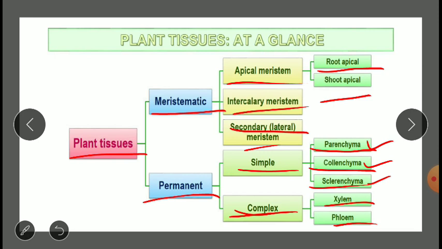Whereas the phloem tissue is made up of three living tissues and one dead tissue. The three living tissues are the sieve tube elements, companion cells and phloem parenchyma, whereas the dead tissue is the phloem fibers. So this is all about the plant tissues.